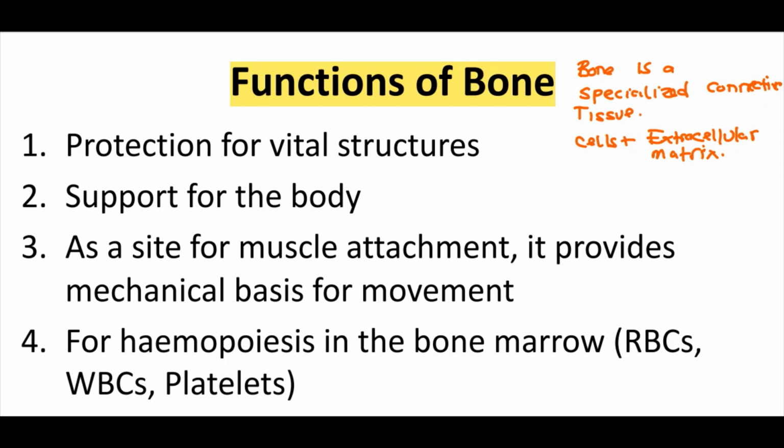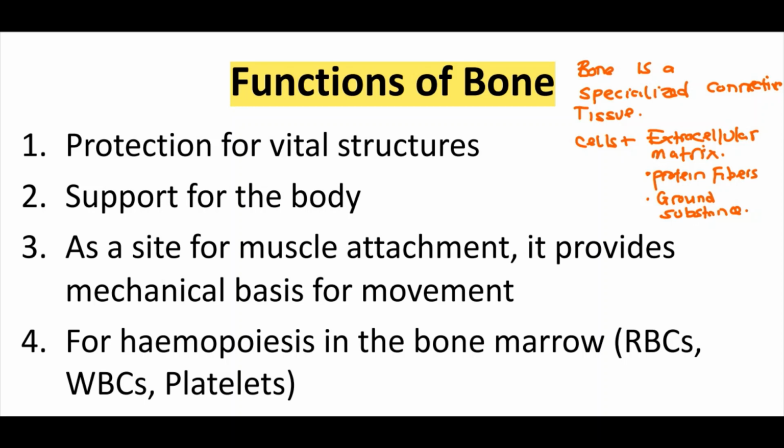Bone being a specialized connective tissue, the extracellular matrix is a bit more specialized, or it has got extra components. We know that extracellular matrix is made up of protein fibers, number one, and it's made up of ground substance. So there are specific things that are added to the ground substance, like calcium hydroxyapatite, which is crystallized calcium in bone. That's what makes it specialized. Okay, let's get into this.